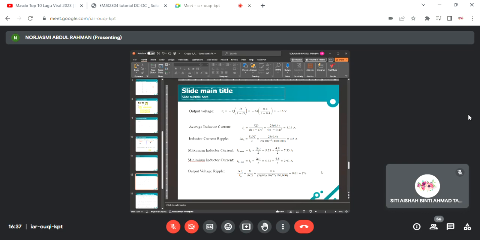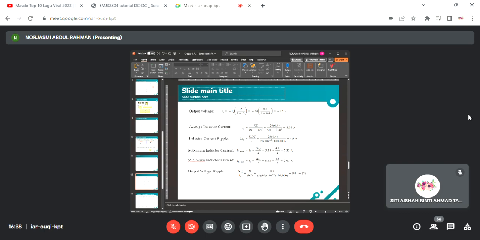what mode of operation is this converter currently in? Continuous. So it is a continuous conduction mode. Why? Because the minimum inductor current is more than 0. So it is a continuous conduction mode.